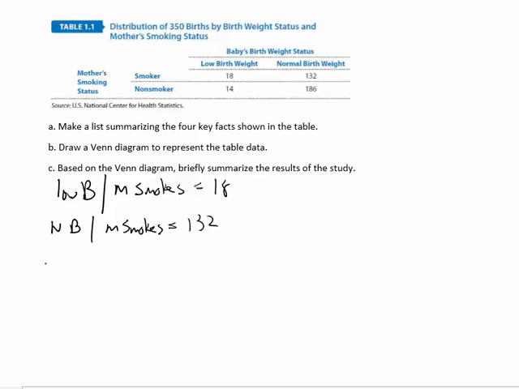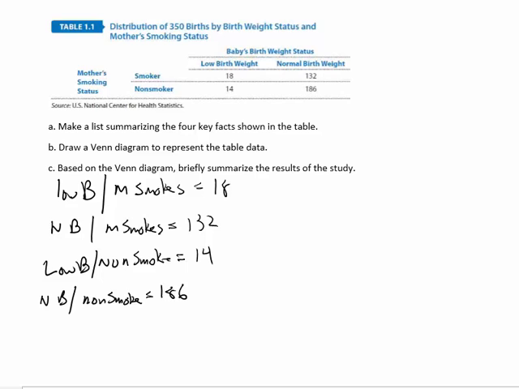Let's go low birth and non-smoking mothers, and there are 14 of those. And then let's go normal birth and non-smoke, and there are 186 of those. So that's that first part, is understanding what the numbers tell us.